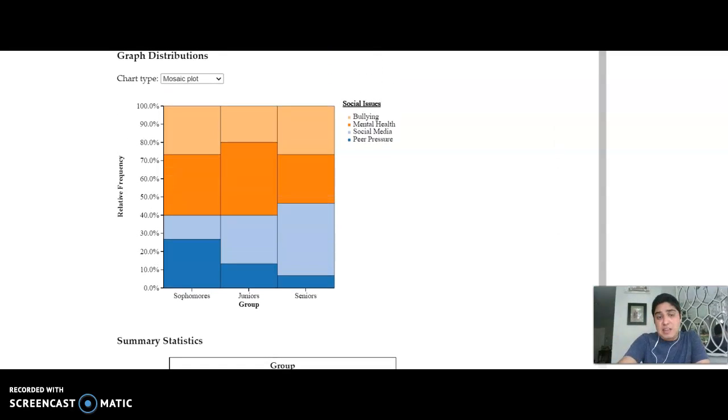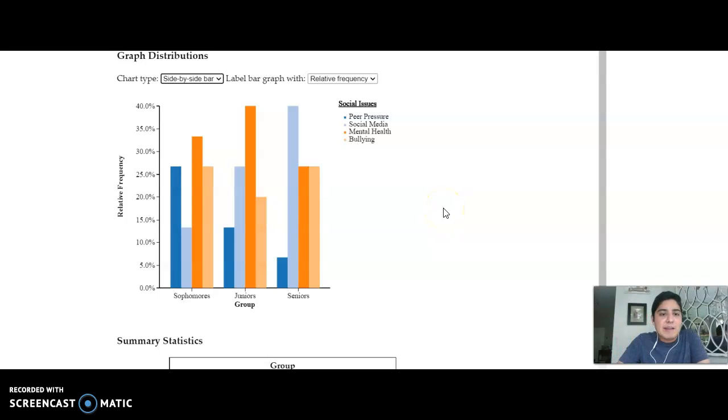So here's what a mosaic plot would look like. So you can go ahead and copy this down on your paper. And the nifty thing about this is it also tells you the different percentages. So you can see here that we're stacking them up. And my apologies. Let me start off at the basic. Side-by-side bar chart. Here's our sophomores, juniors, and seniors. You can see the variation within each group.